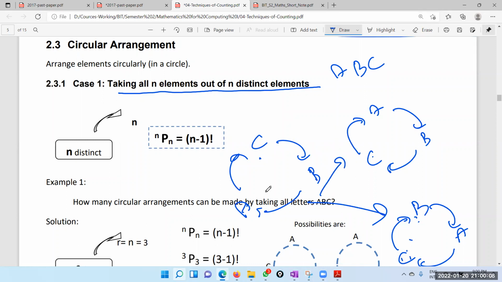So there are only two possibilities. Right? There are only two ways to arrange in a circular manner.